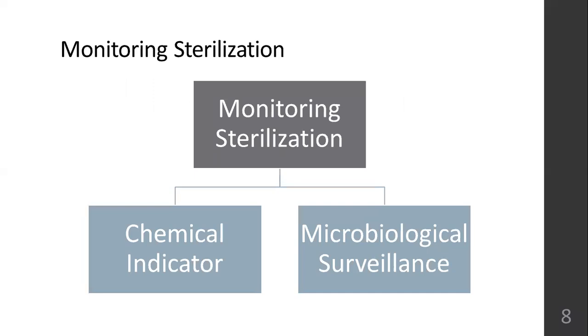Then monitoring sterilization. You have two kinds of indicators: chemical indicators and microbiological surveillance, or microbiological indicators. After sterilization is done, just by looking at it you cannot be sure. There should be evidence-based surety that the sterilization process, autoclave or hot air oven, was successful. So you will have to use these indicators, either chemical or microbiological, to get that surety that the sterilization was completed.